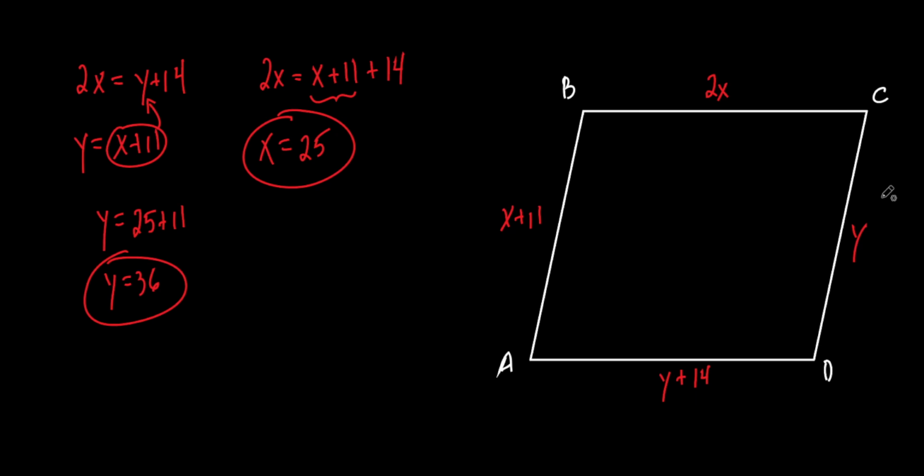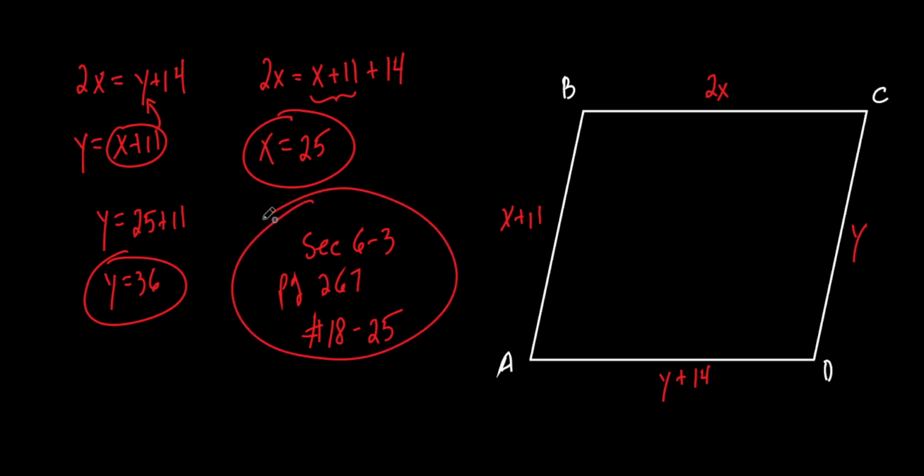All right, so I gave you just 18 to 25. I don't know what was wrong with 1 to 17, but I wrote down 18 to 25. So this is section, what is it, 6-3? It's not A or B. And page 267. There's your homework.